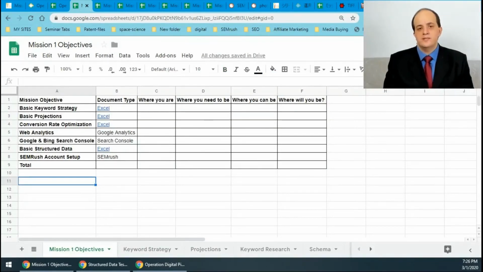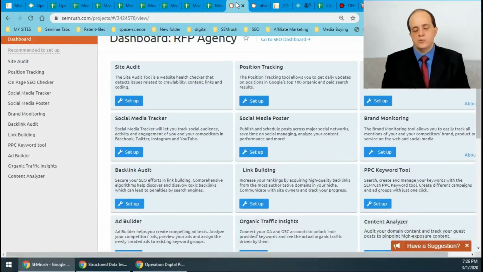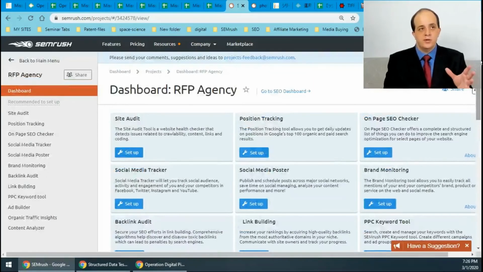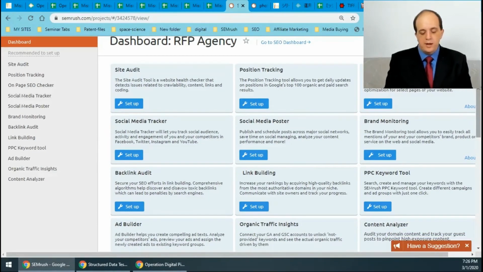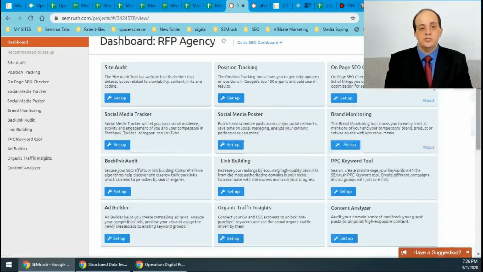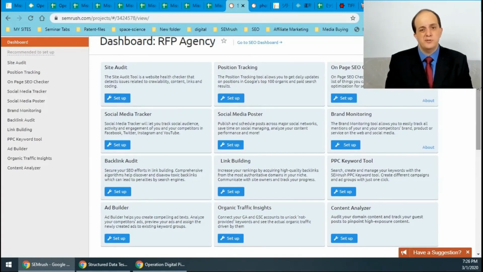Now that we've talked about deliverables for mission 1, let's talk about SEMRush and properly setting it up for the company. Once you've paid for SEMRush, it's very important that you set up a project. The project is right here, under projects, and it establishes your domain name and tracks everything about your company, which is extremely important to achieve over the long term.